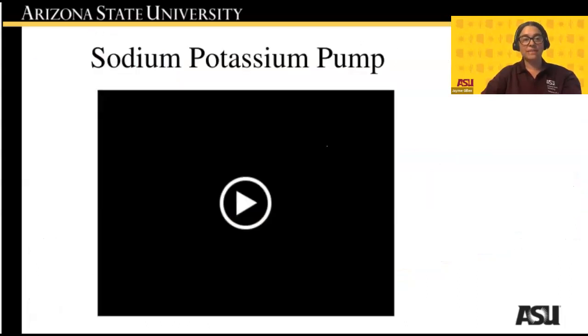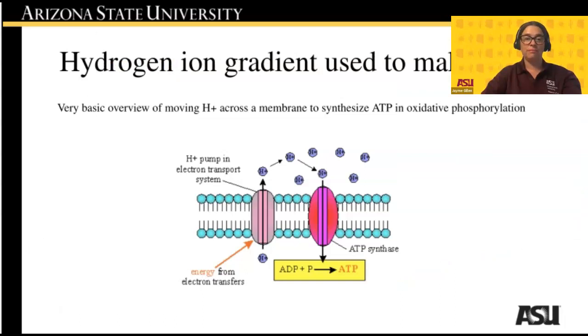Our cells undergo metabolism in order to make energy. The electron transport chain is the metabolic process that makes the most ATP. This image is a very simplified version of electron transport, or oxidative phosphorylation, that uses the proton pump and the hydrogen gradient to add the phosphate back onto ADP to make ATP.